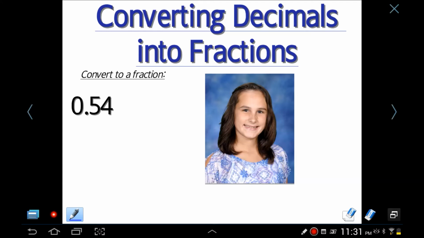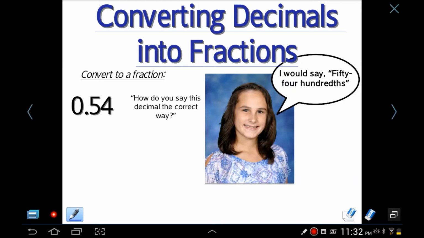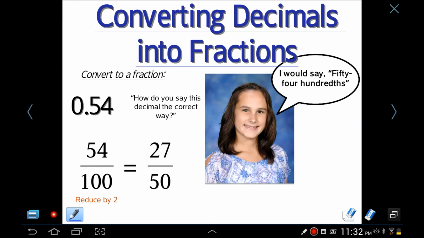We have a 0 and a 5 and a 4. We have to say that the right way, and Kaylee is going to say 54 hundredths. That's what she just said, 54 hundredths. In saying that, Kaylee just said the fraction, 54 hundredths. Now, hundredths is in the denominator. And then you just have to reduce that. If you reduce by 2, you get 27 fiftieths. And there you go. 27 fiftieths is the answer.